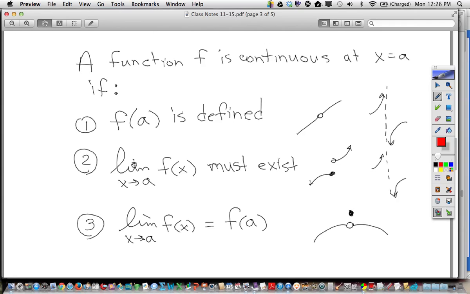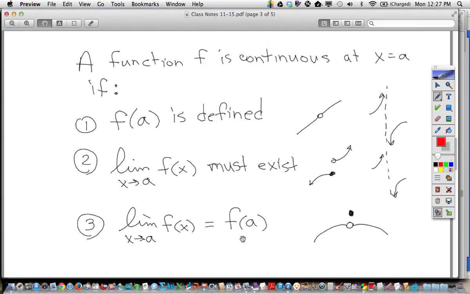Okay, is a function continuous? It's continuous at a point if the function is defined there, means if you have an output, right? So this is what we wrote in our notes. This doesn't have an output, it's got a hole. This doesn't have an output, it's got a vertical asymptote. The limit has to exist. The cars have to meet, so you couldn't have a break like this.